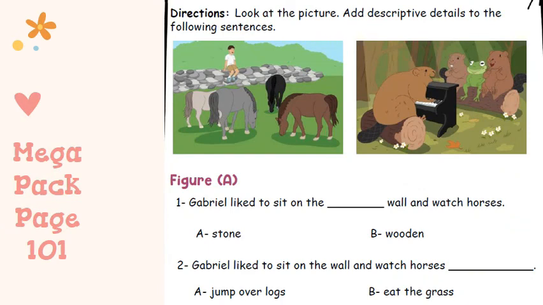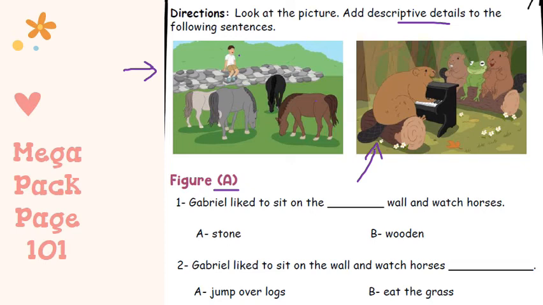Another example, this is on page 101. I will be doing figure A and you have to do figure B. Look at the picture, add descriptive details to the following sentences. If I ask you to make a picture using the sentence, you can say, for example, the boy is watching the horses eating or grazing grass.